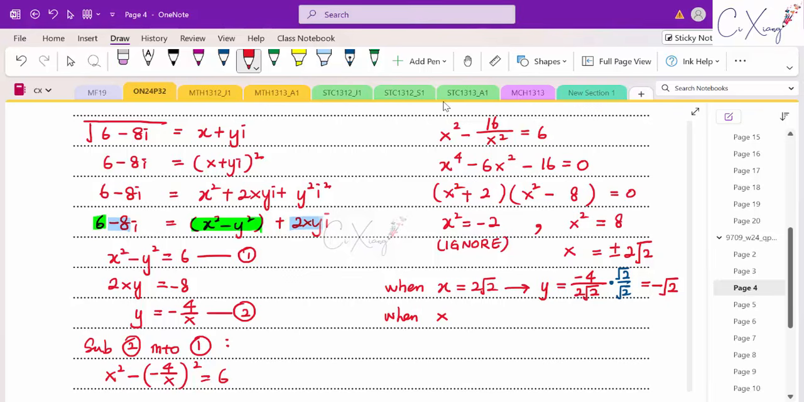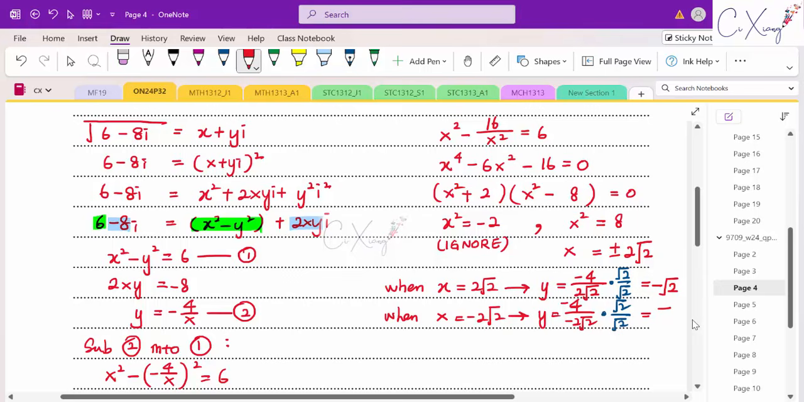Then for x the other value, also the same. Substitute into the second equation. So you're having negative 4 divided by negative 2 root 2. Then again, if you want, you can rationalize it. If you are using an ES calculator, you just directly press the answer, and the calculator will give you the final answer in surd form. So this one will become a positive root 2.